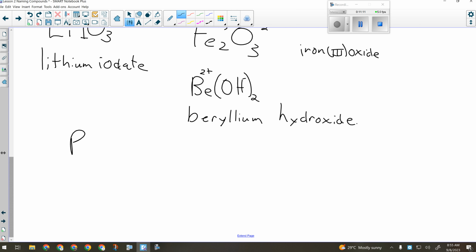This and this are not the same thing. This one is a beryllium atom connected to two hydroxide ions. That would be one oxygen and one hydrogen times two. This is a beryllium atom bonded to an oxygen atom bonded to two hydrogen atoms. That's different. So we use the brackets just like you use them in math, so that the 2 applies to everything in the brackets.